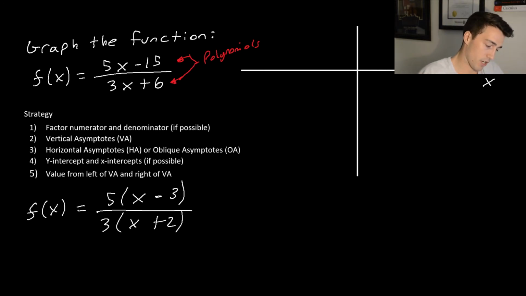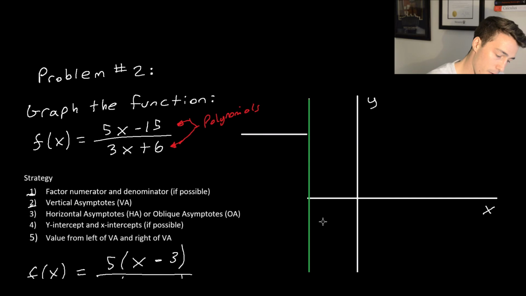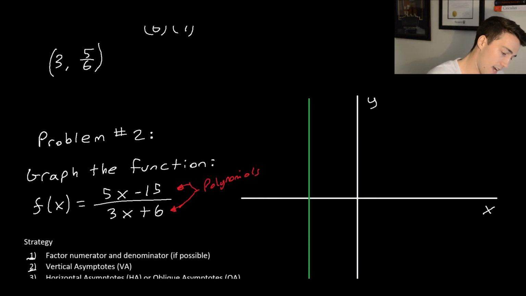And then now we're going to go to step 2, and we're going to check for the vertical asymptote. So again, this is where the denominator is equal to 0. So what x values make the denominator equal to 0? Here, it's going to be x is equal to negative 2. Because negative 2 plus 2 is going to be 0 in the denominator, and that defines where the function will be undefined. So here, we can draw our x is equal to negative 2 vertical asymptote.